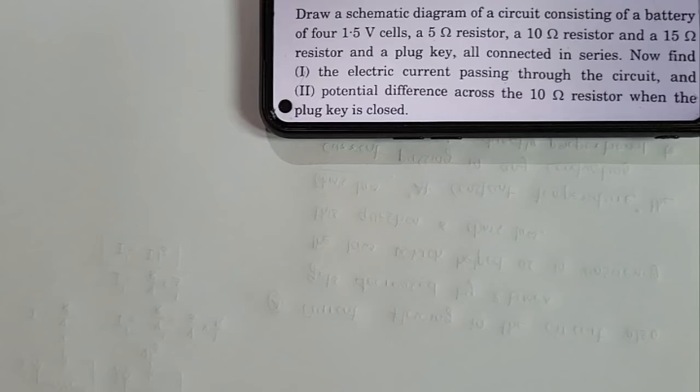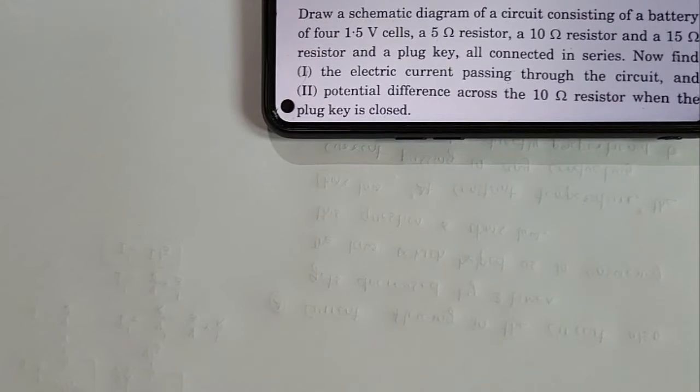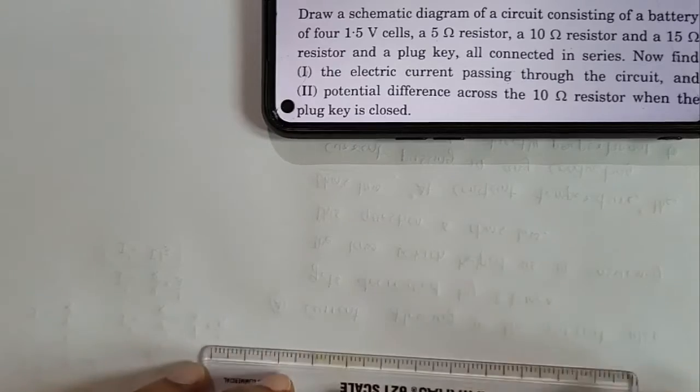The question goes like this: draw a schematic diagram of a circuit consisting of a battery of four 1.5 volt cells and a 5 ohm resistor, a 10 ohm resistor and a 15 ohm resistor and a plug key, all connected in series. Now find the electric current passing through the circuit and the potential difference across the 10 ohm resistor when the plug key is closed, right? So there are four 1.5 volt cells. Let us draw the diagram now. There are four 1.5 volt cells.